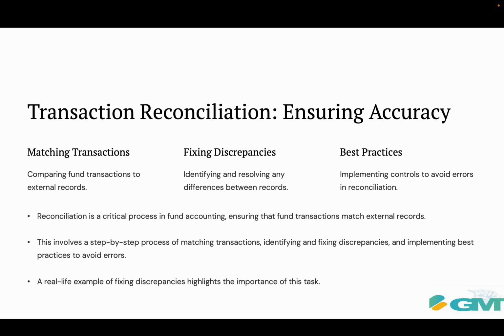Best practice is implementing controls to avoid errors in reconciliation. Reconciliation is a critical process in fund accounting, ensuring that fund transactions match external records as well. This includes a step-by-step process of matching the transactions, identifying and fixing discrepancies, and implementing best practices to avoid errors. Basically, fund accounting is not just about tracking the investment, it's about ensuring accuracy, transparency, and compliance. That's why they are doing each and every check, so if there is some discrepancy, they can catch it.